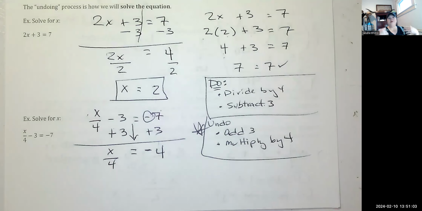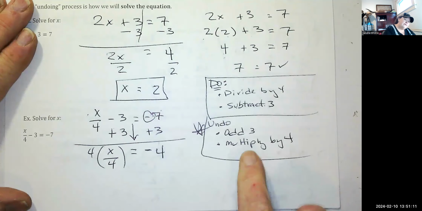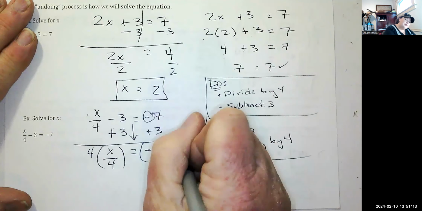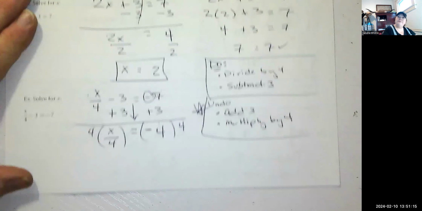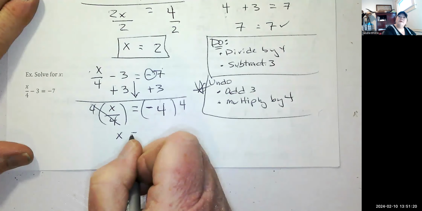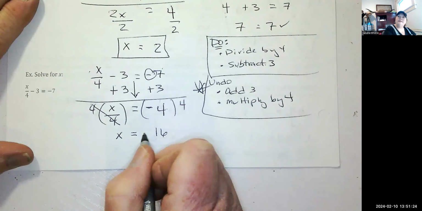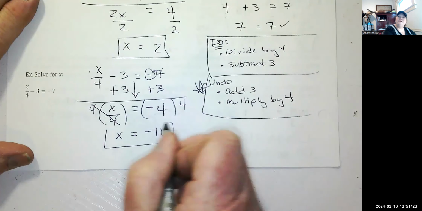The other thing I ask myself, who's attached to x and how? 4 is attached by division. Opposite of division is multiplication. I'm going to multiply this side by 4. And what I do to one side, I always do to the other. 4 divided by 4 is 1. So we're left with x is equal to 4 times 4 is 16. They're different signs. Negative times a positive is a negative.